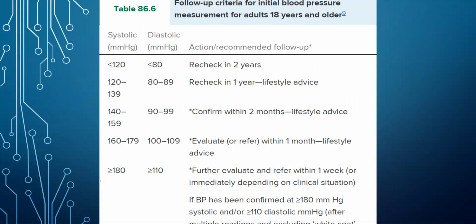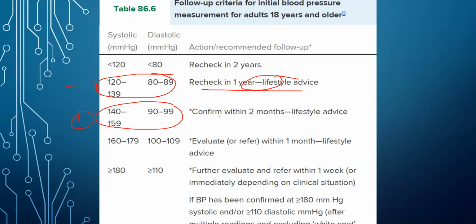Now come to the follow-up criteria for a patient who you recently diagnosed as hypertension. If you have got a patient with a normal blood pressure, but not optimal, especially high normal, then recheck in 1 year and advise some lifestyle modification. If it is grade 1 hypertension, then confirm that this patient actually has hypertension, do another blood pressure check in 2 months, and just do a lifestyle modification.